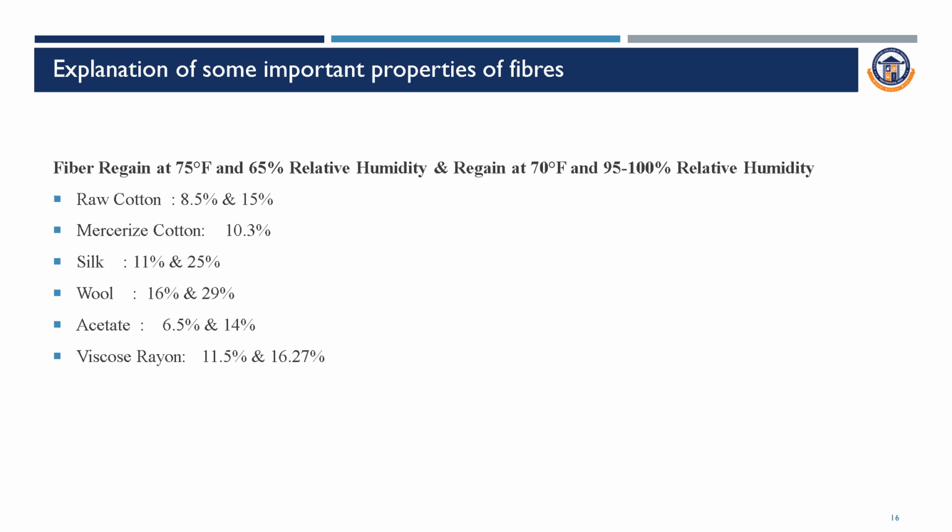It will be, for raw cotton, 8.5 to 15 percent. Mercerized cotton 10.3 percent. Silk 25 percent. Wool 29 percent. In conclusion, we see wool has a very high moisture absorption property.